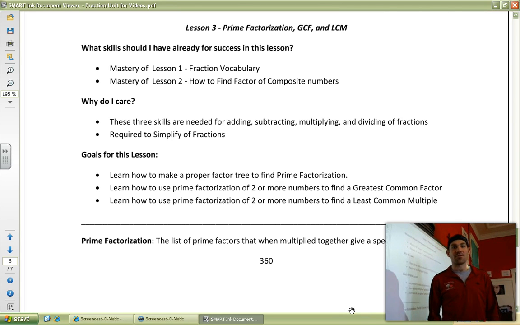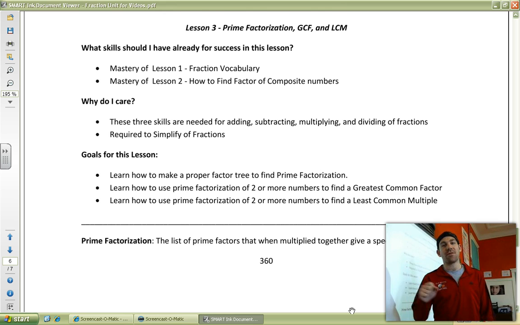Hey everyone, time for lesson 3 in fractions. Today we're going to be doing prime factorization, greatest common factor, and least common multiple.